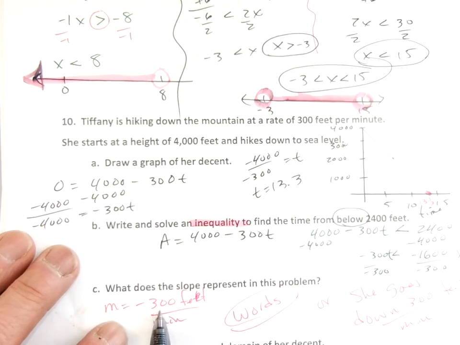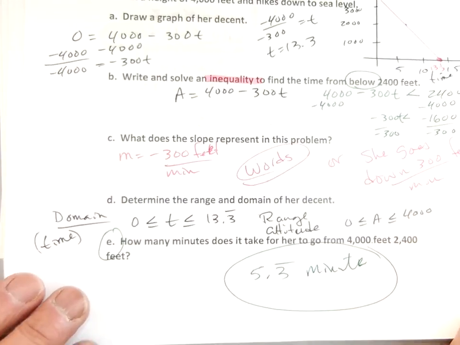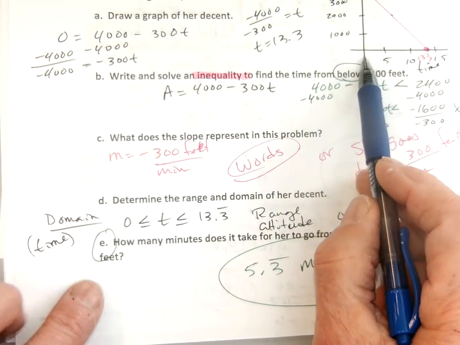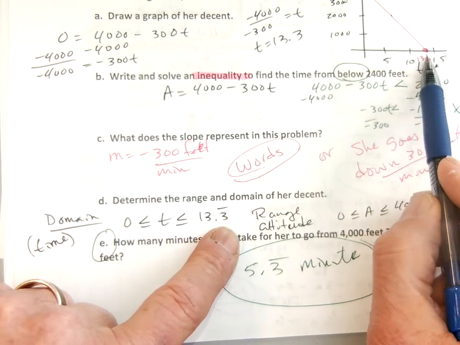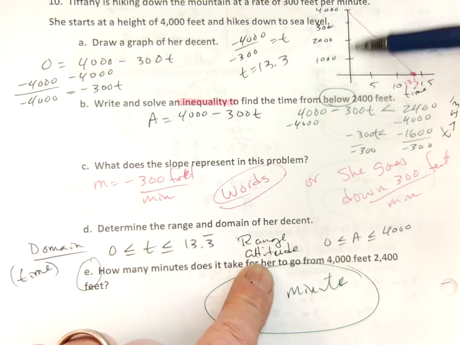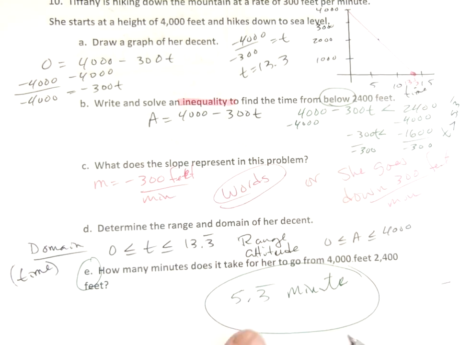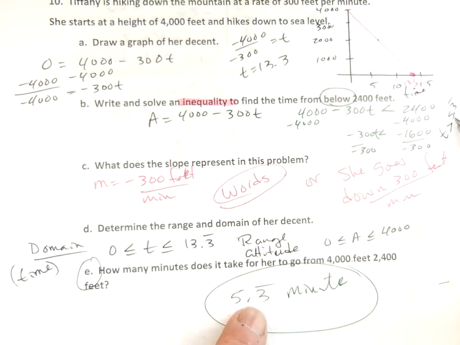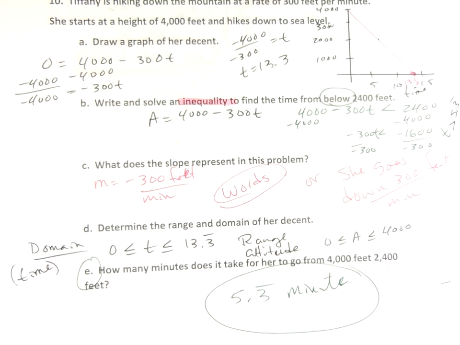Okay. Now, what does slope mean in words? She is going down 300 feet per minute. Okay. Domain is her time from 0 to 13.3, and her range is her altitude or height, and that's from 0 to 4,000 feet. Okay. And finally, we know from this equation here, it takes 5.3 minutes to get to that 2,400 feet.